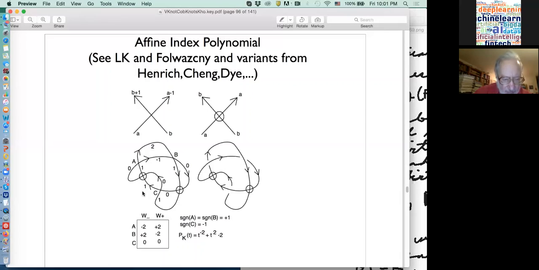There's a misprint on my slide. This should be W plus, and this should be W minus. These are switched. Can you handle that? This is W plus and that's W minus. So the W plus is the one on top. 0 minus 2 is minus 2. 1 minus minus 1 is plus 2.